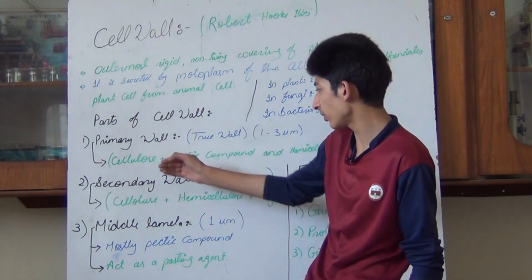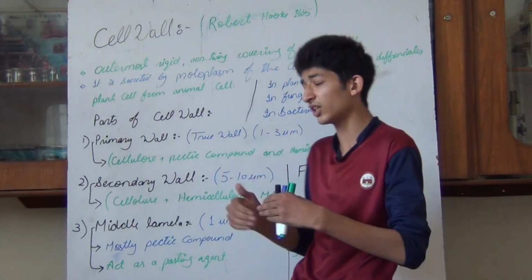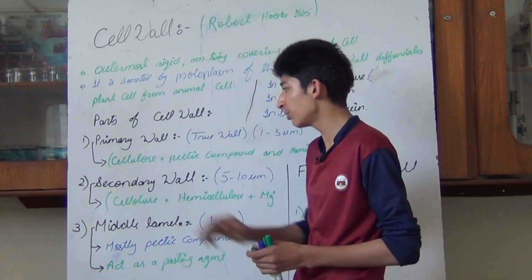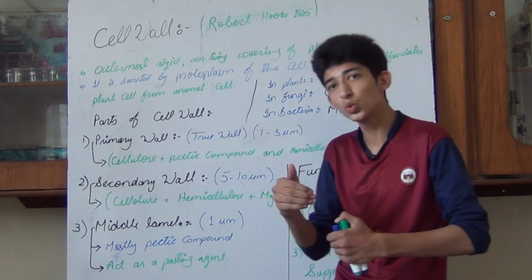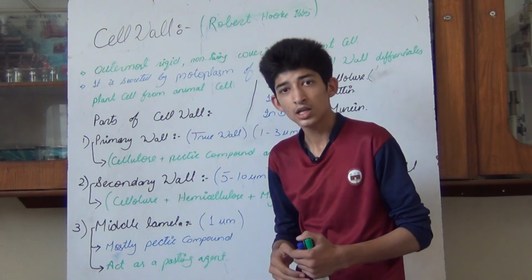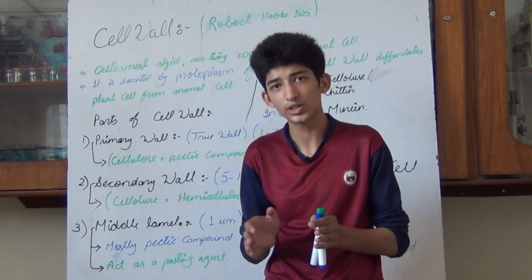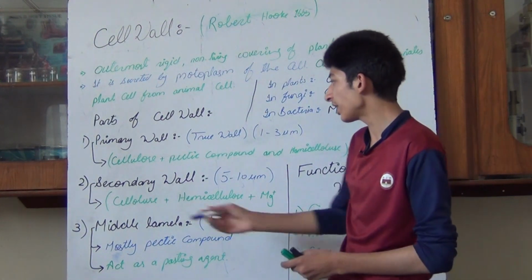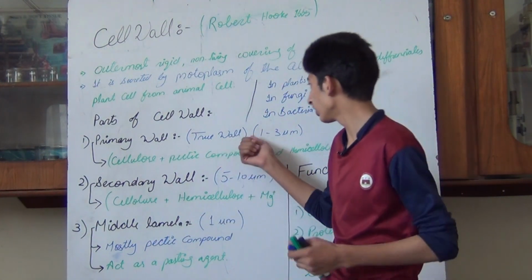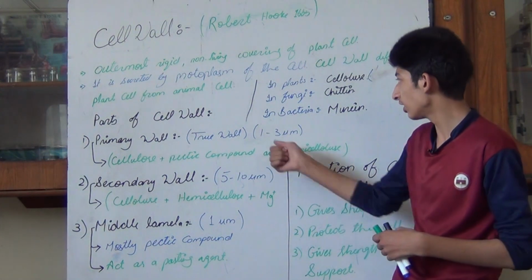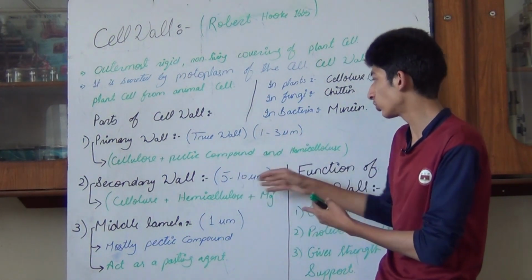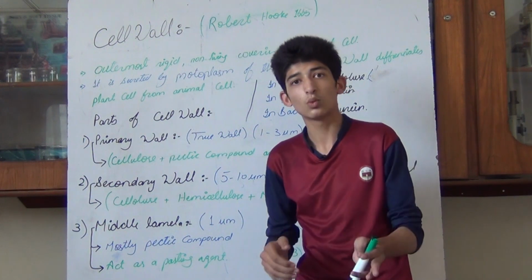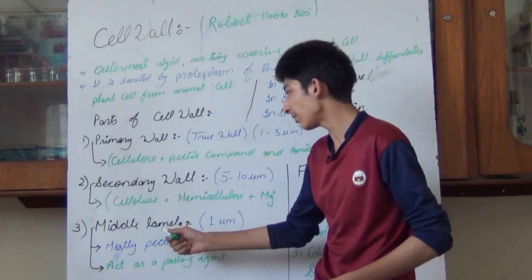So the primary wall, secondary wall, and middle lamella are differentiated by having different diameters. The primary wall is the first wall, the secondary wall lies below the primary wall, and the middle lamella is in the middle of the two cells. But if we talk about individual cells, the primary wall is the outermost layer among the parts of the cell wall. Their diameters vary: 1 to 3 micrometers, 5 to 10 micrometers, and the middle lamella is thin, about 1 micrometer, as studied by different scientists.